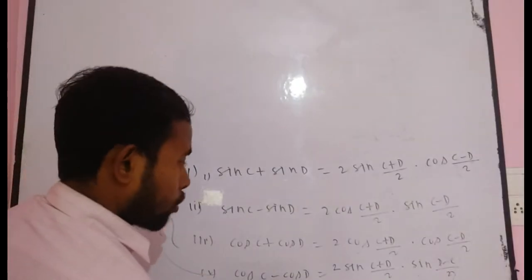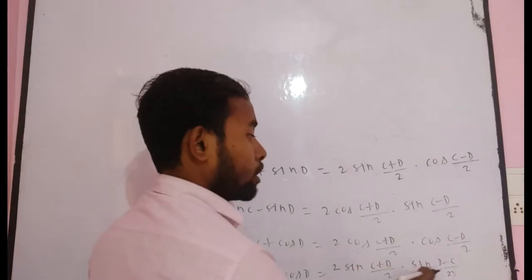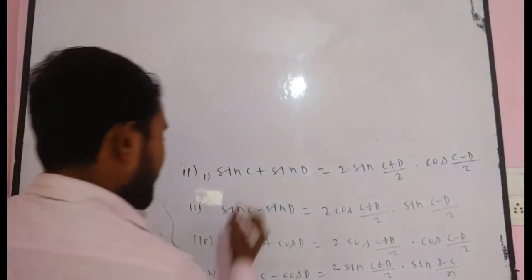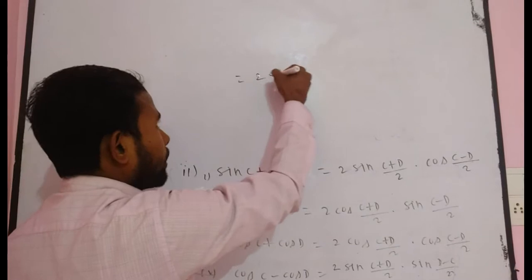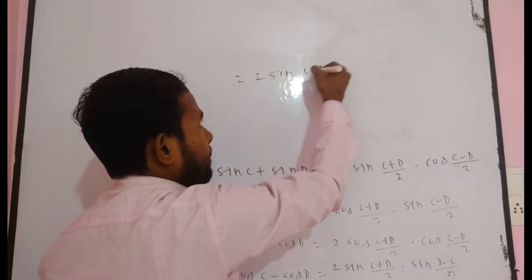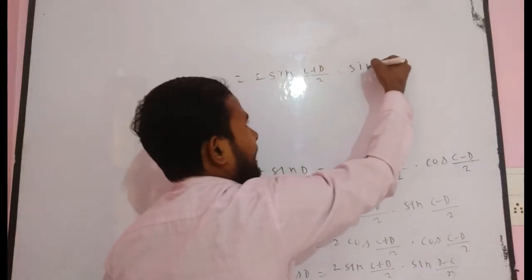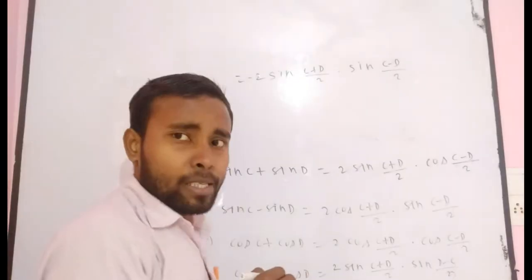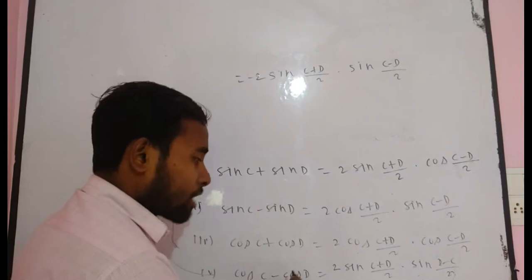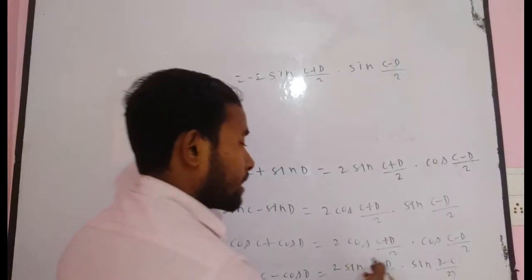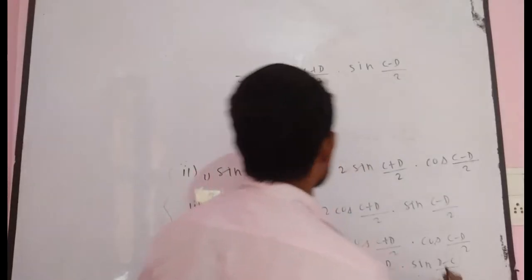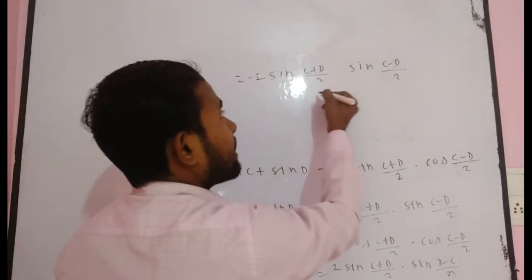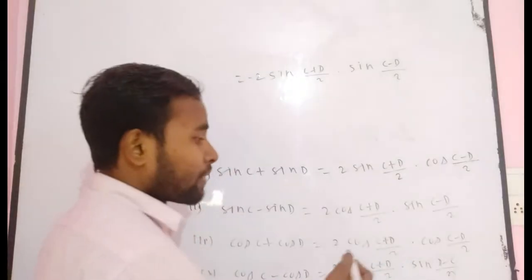Here cos c minus cos d is equal to 2 sin (c plus d)/2 into sin (d minus c)/2. It can also be written as 2 times sin (c plus d)/2 into sin (c minus d)/2, with the whole expression having a minus sign. That means cos c minus cos d may be equal to 2 sin (c plus d)/2 into sin (d minus c)/2, as well as minus 2 times sin (c plus d)/2 into sin (c minus d)/2.